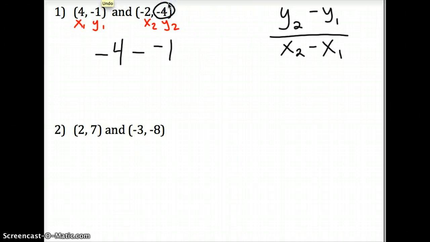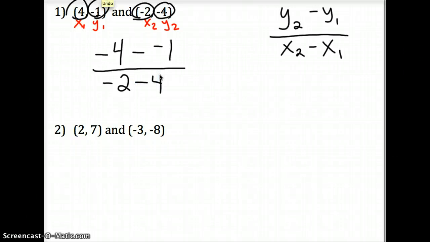So I took y2 minus y1 over x2 minus x1. So I'll put -2 minus 4. I kept the second point first in my formula and the other point second in my formula. So make sure that they follow those rules.